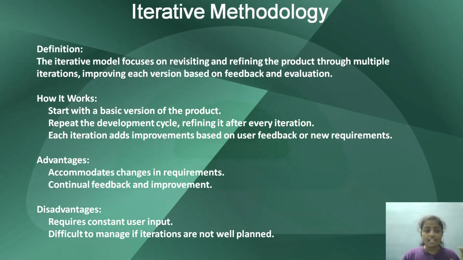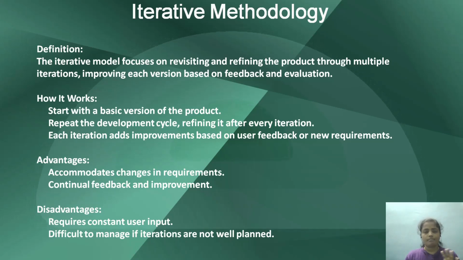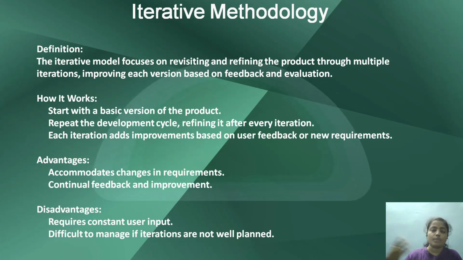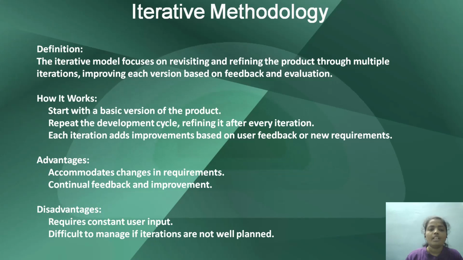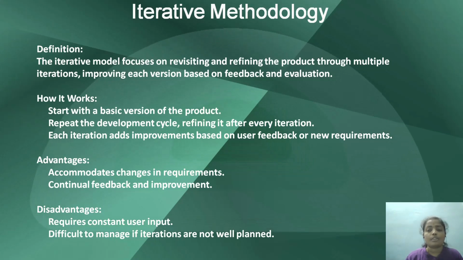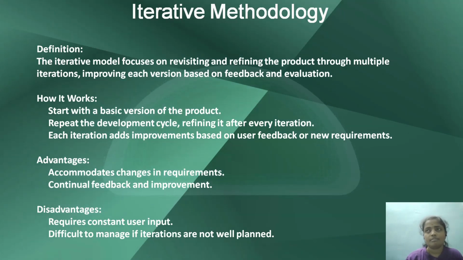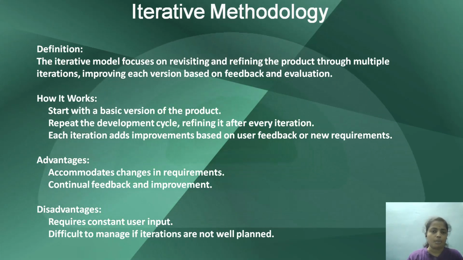How does it work? Start with the basic version of the product, of course, the first song. Repeat the development cycle, refining it after every iteration. So every iteration you repeat the development cycle so that you make things better. Each iteration adds improvements based on user feedback or new requirements. As I said, your friend may say something new to add as part of the song, or you yourself can add something based on the feedback from your customer. So all these things are taken care of as part of the iterative model.